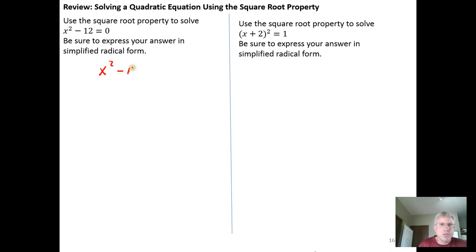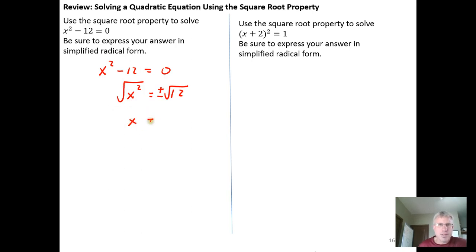X squared minus 12 equals 0. So what I want to notice is that the linear term bx is missing, which means I can add 12 to both sides. And then to get rid of the squaring on the x, I'm going to take the square root of both sides. The instant that I do it, I put the plus or minus. If I wait and do it later, I get marked down.